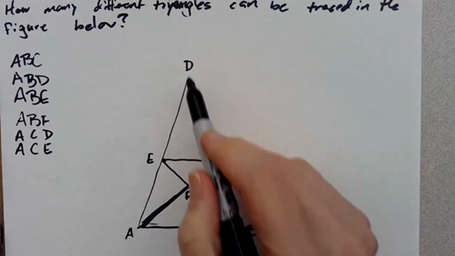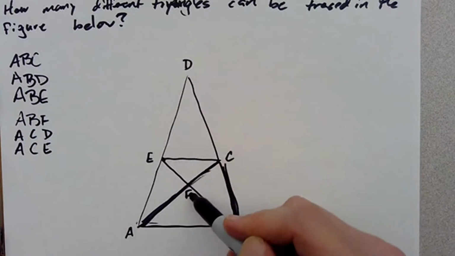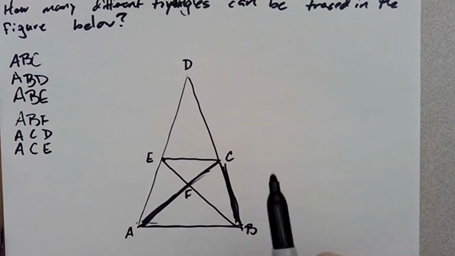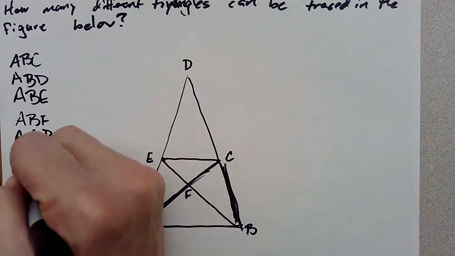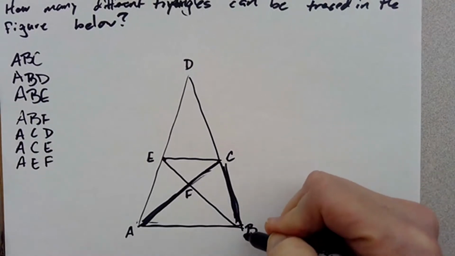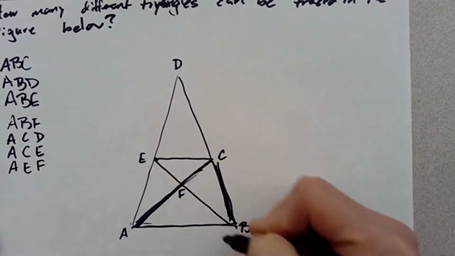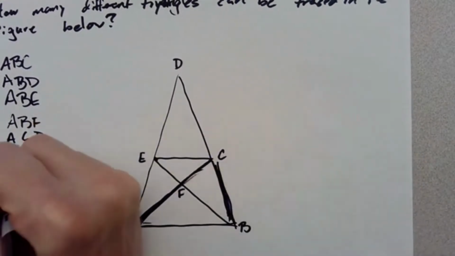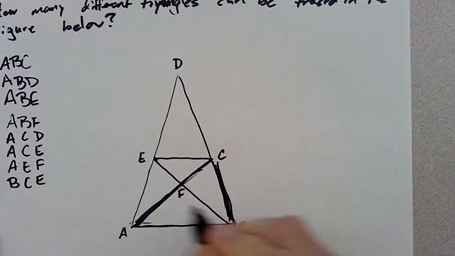I can go AD, but I can't go ADE because they're on the same line, and I can't go ADF because there's no line between D and F. So that's everything we've got. We've got AEF. So that's everything we've got that includes an A, and now we move on to B. I can't do BCD because they're all on the same line, but I can do BCE. And I can do BCF.